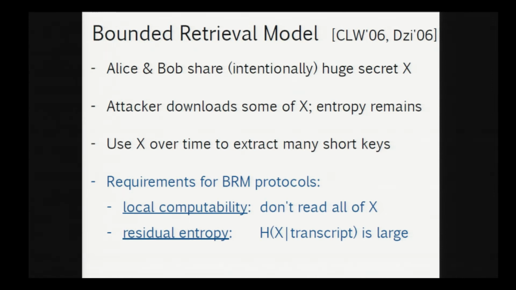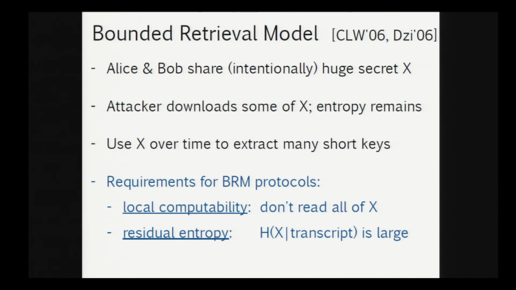So in the bounded retrieval model, Alice and Bob share some huge secret X, so think of many gigabytes. And we want to allow that maybe one of their machines got infected by some virus that downloaded some of the key, but couldn't get all of it. So the key has been compromised, but there's still a lot of entropy remaining. And Alice and Bob want to use this key X over time to extract many session keys.